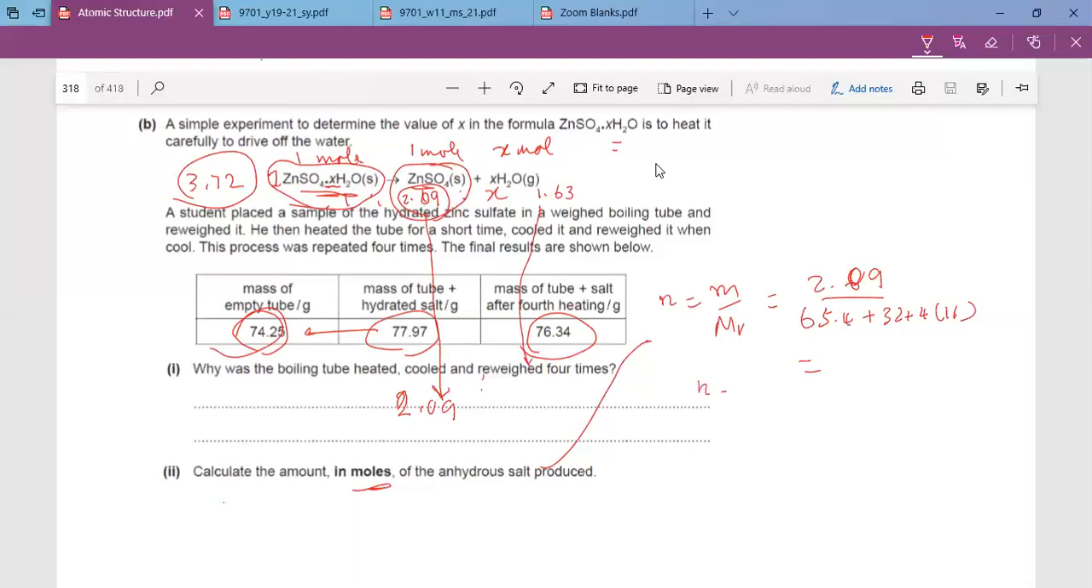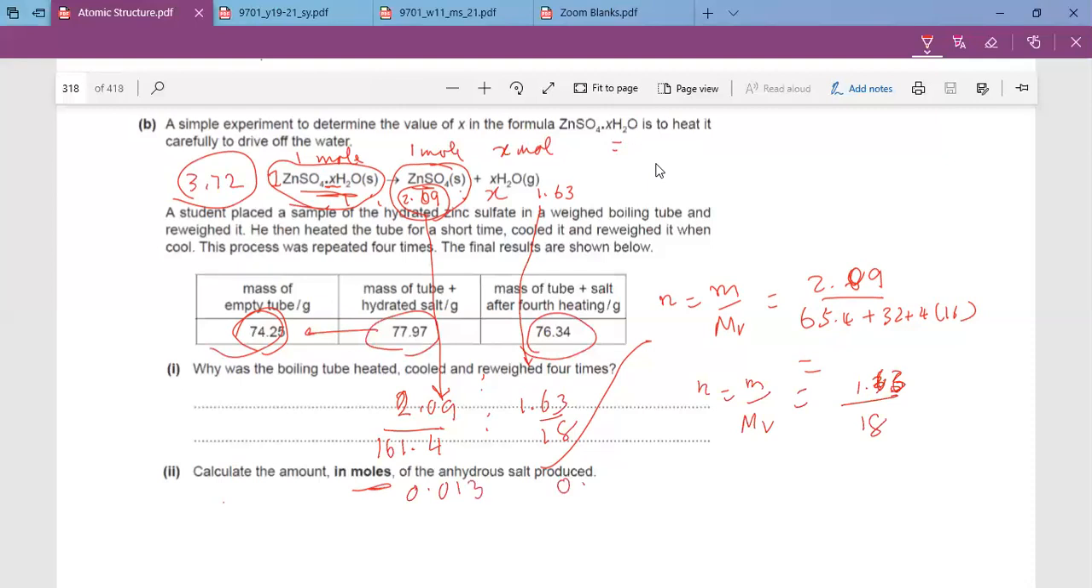Now water. To find the number of moles of water, the number of moles equals mass over MR again. What's the mass? 1.63, sorry, I'm trying to hurry, over 18. The MR of the whole thing is 161.4. Here it is 1.63 over 18. Now if you solve it out, this equals 0.013, and this is 0.091.